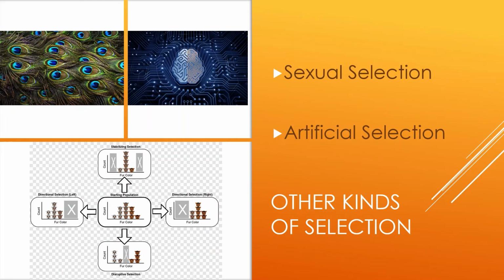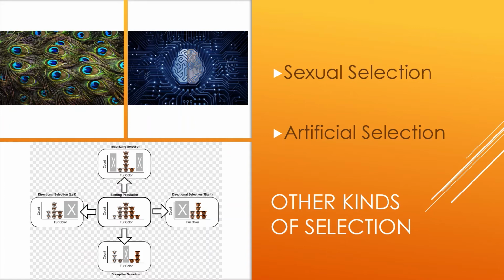All right, so all of those curves and shifts completely depend on the situation and the context of the environment and what species you're talking about. But now we're going to talk about other kinds of selection. Okay, so there is sexual selection and there is artificial selection.